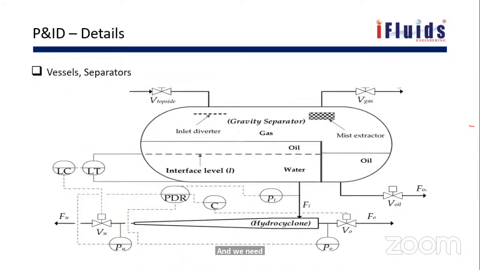And this is the typical separator. You can see that the level transmitter is shown for controlling the level, and how it maintains the level: it will open the valve at the bottom to maintain the level. If the level is going up, it will open the valve more so that the liquid will be drained out fast.